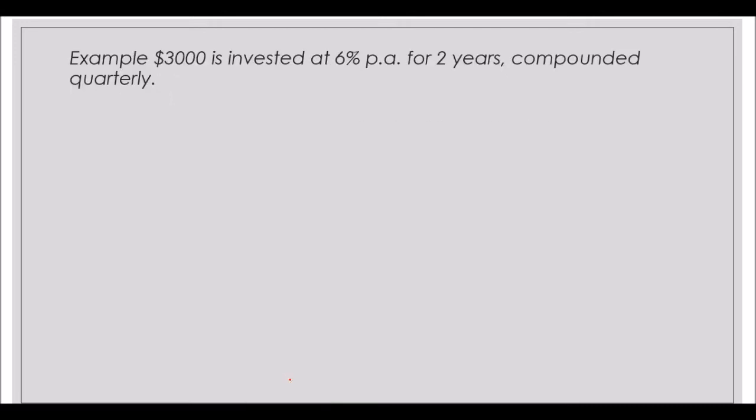All right, here's another example. Let's try this. $3,000 is invested at 6% per annum for 2 years and is compounding quarterly. So there's a couple things we need to know already here. Your V0, or your initial value, is 3,000 and the percentage rate is 6%. The number of years is 2 years and it's compounding quarterly. Quarterly, that's a keyword there.